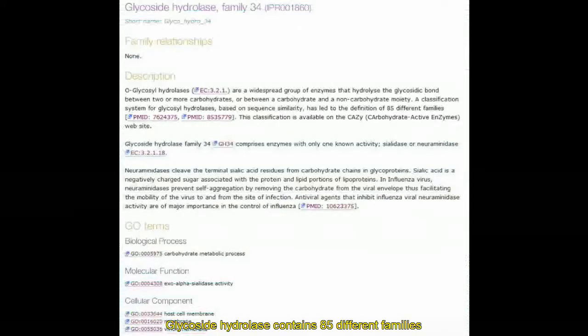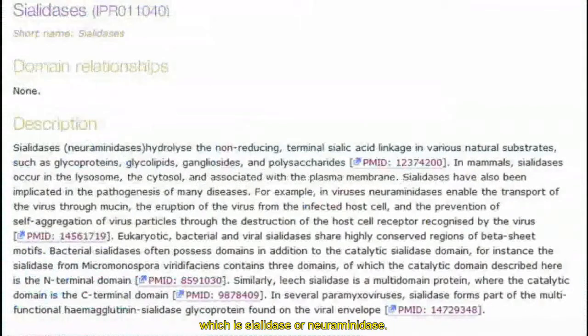Glycoside hydrolase contains 85 different families, and glycoside hydrolase family 34 contains only one known activity, which is sialidase or neuraminidase. Meanwhile, sialidase and neuraminidase hydrolyze the non-reducing terminal sialic acid linkage in various natural substrates.